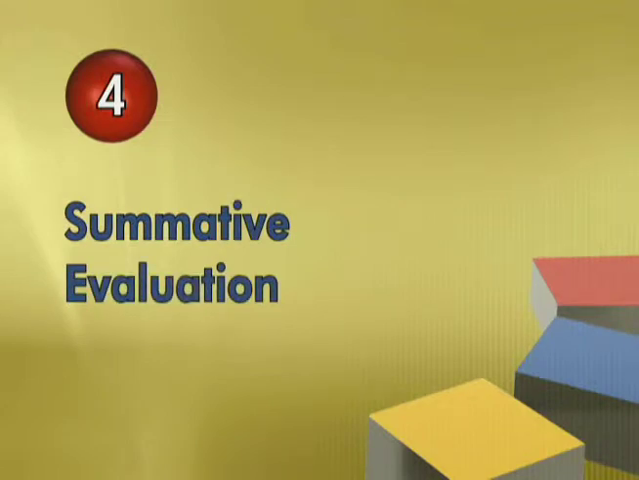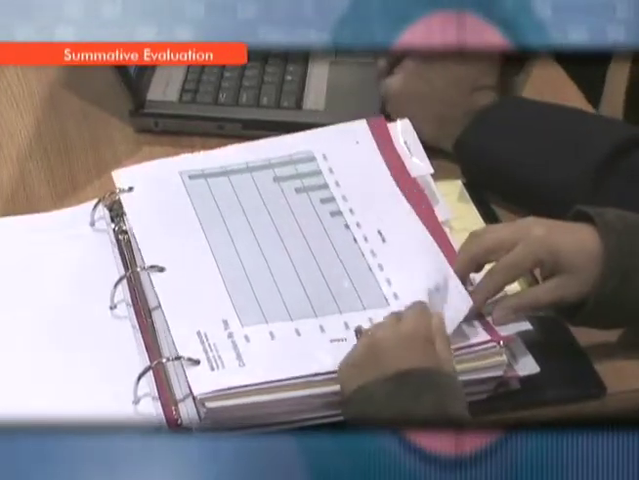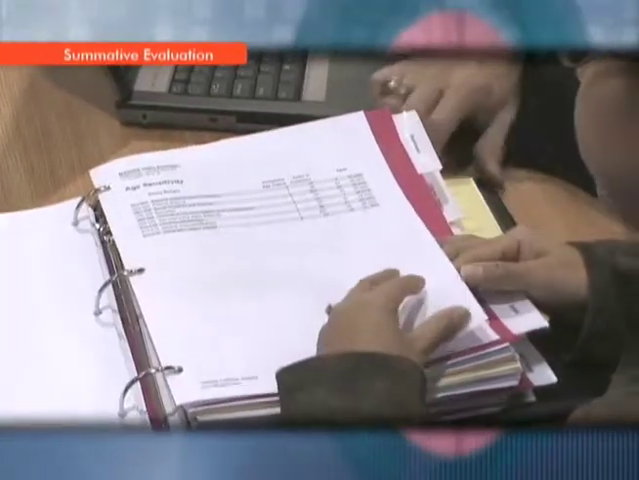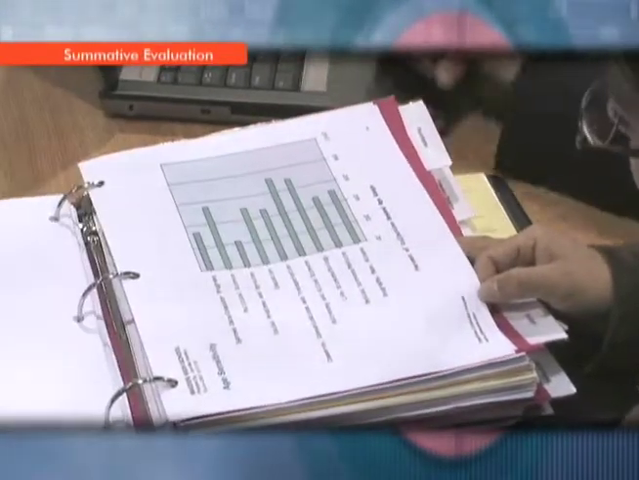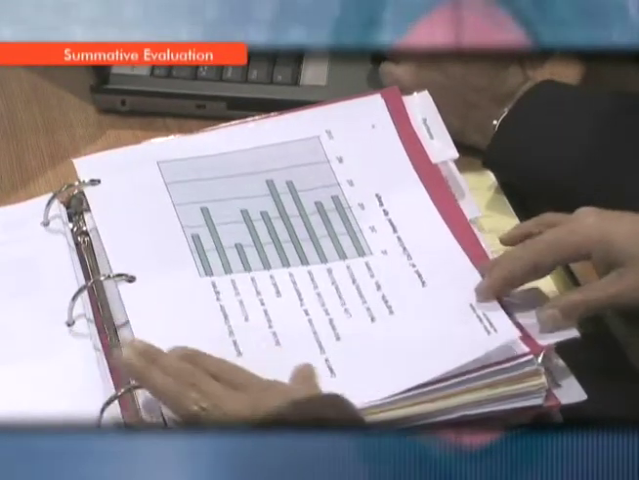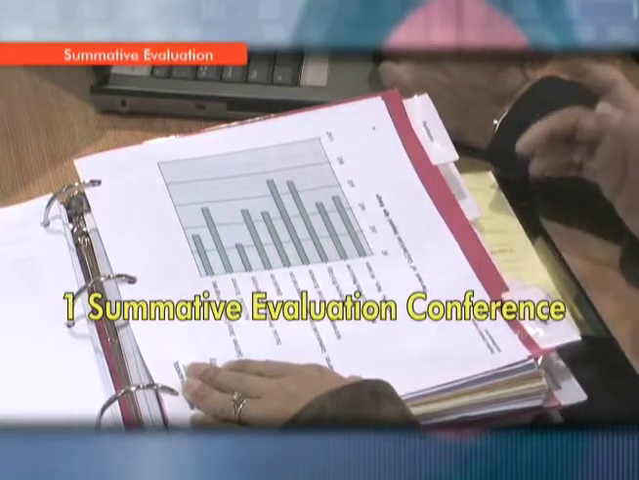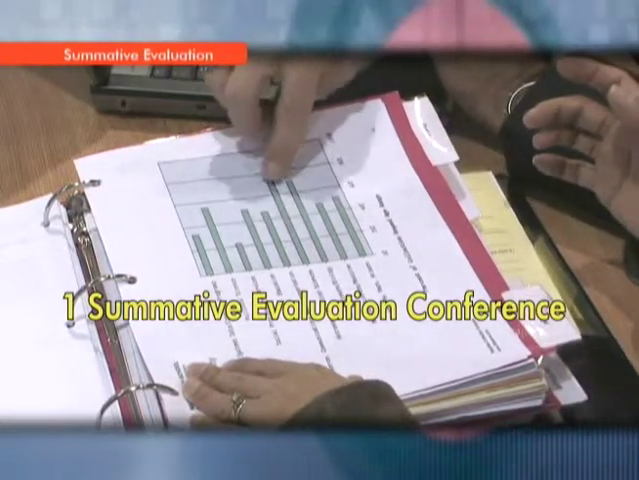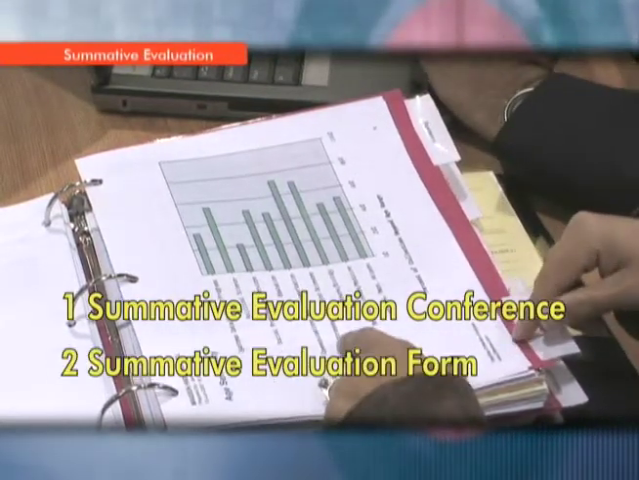The fourth and final area of the DPAS II process is summative evaluation. The summative evaluation occurs at the end of the evaluation cycle. It may be yearly or every other year, depending upon a specialist's experience and evaluation status. Using information from the observation process and additional evidence will determine a specialist's overall performance rating. The first step is the summative evaluation conference, followed by the completion of the summative evaluation form.